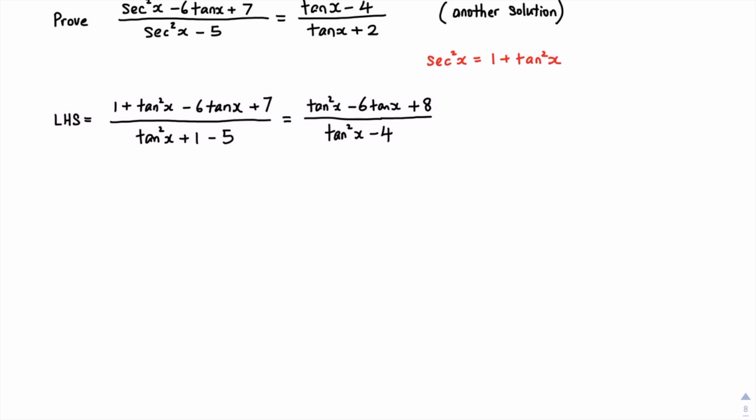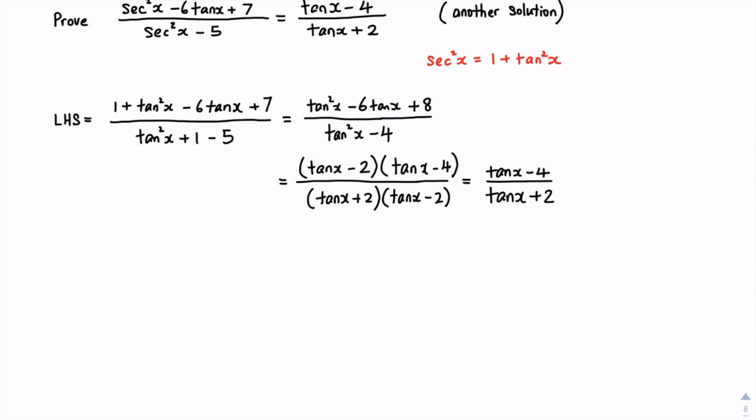When you see the denominator, tangent square x minus 4, both terms are perfect squares. We can factorize it to tangent x plus 2 times tangent x minus 2. And the numerator, we factorize it as well. We get tangent x minus 2 times tangent x minus 4. The common factor of tangent x minus 2 can be cancelled, and so we get tangent x minus 4 over tangent x plus 2, which is the right-hand side.